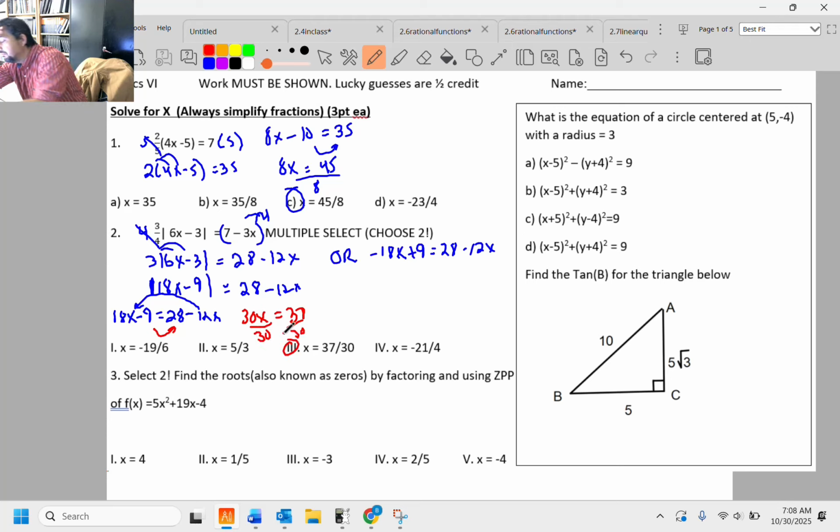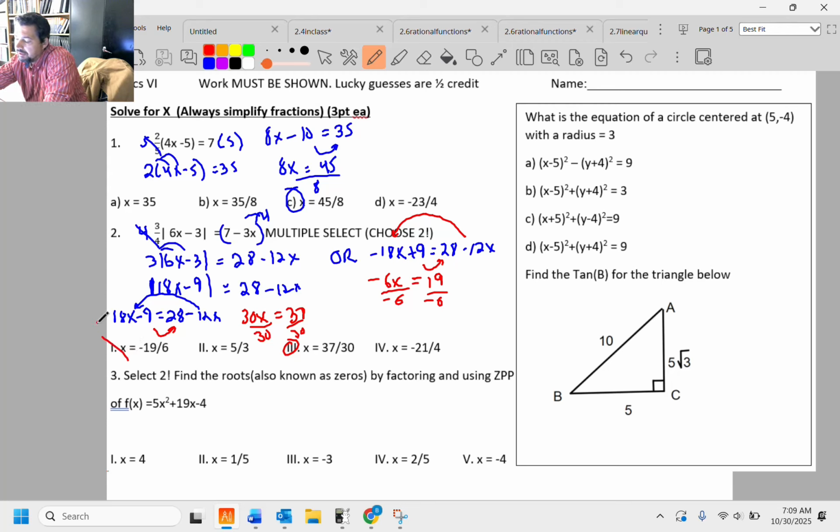On the other one, we'll just do the same logic here. We're going to add 12x to negative 18x. That's negative 6x. We're going to subtract 9 from 28. That's 19. And then we shall divide out our negative 6. So, looks like it's choices 1 and 3. Those are the correct answers.